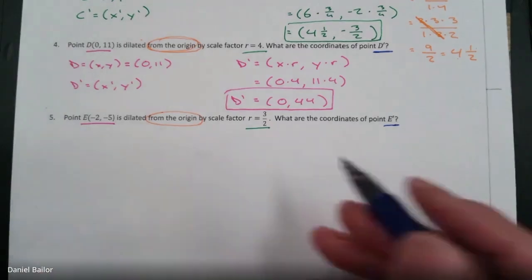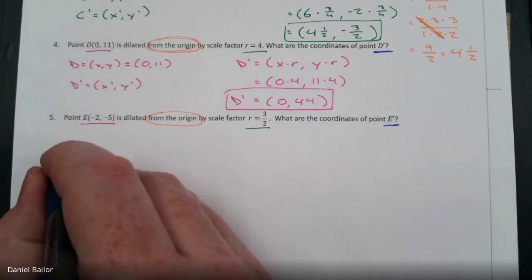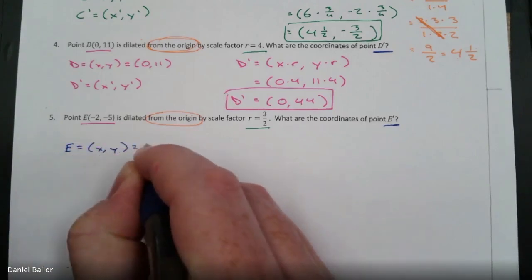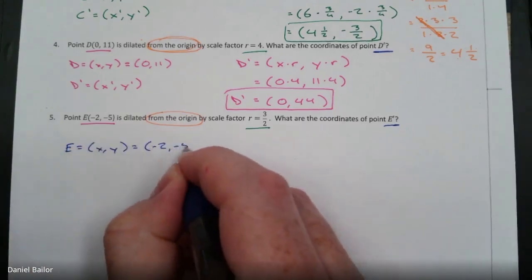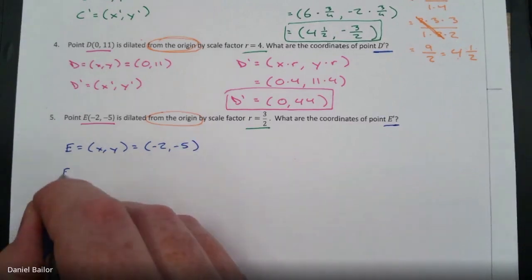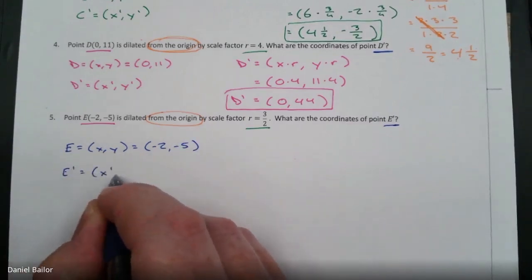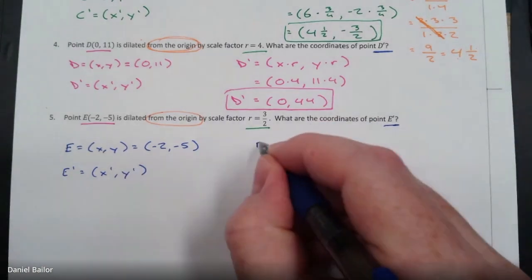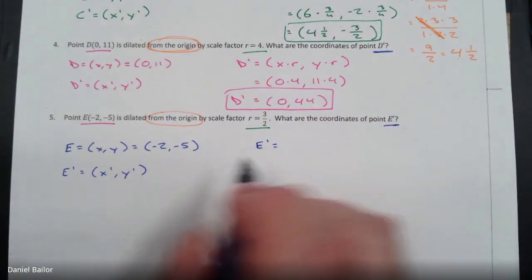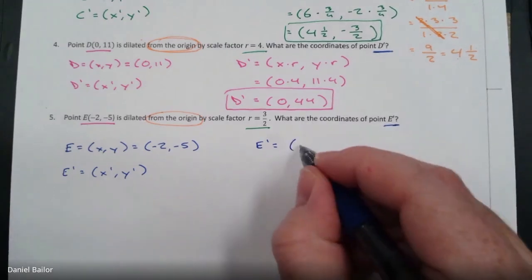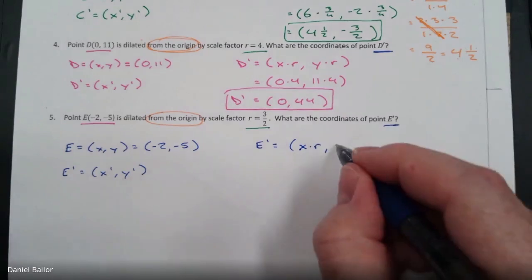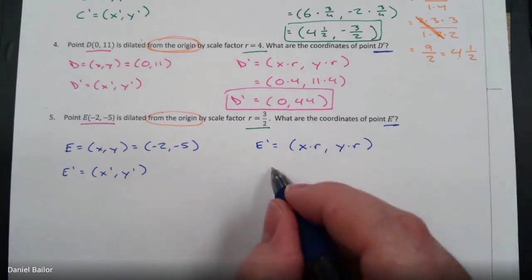First, we'll write down what we know. We know E is the original x, y, and we know that is -2, -5. We know E prime is going to be x prime, y prime. And how do we make x prime? We do x times the scale factor. How do we make y prime? We do y times the scale factor.